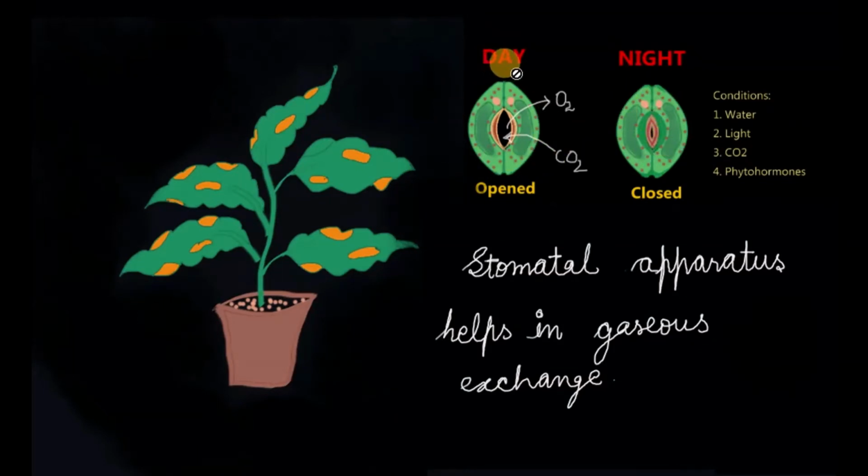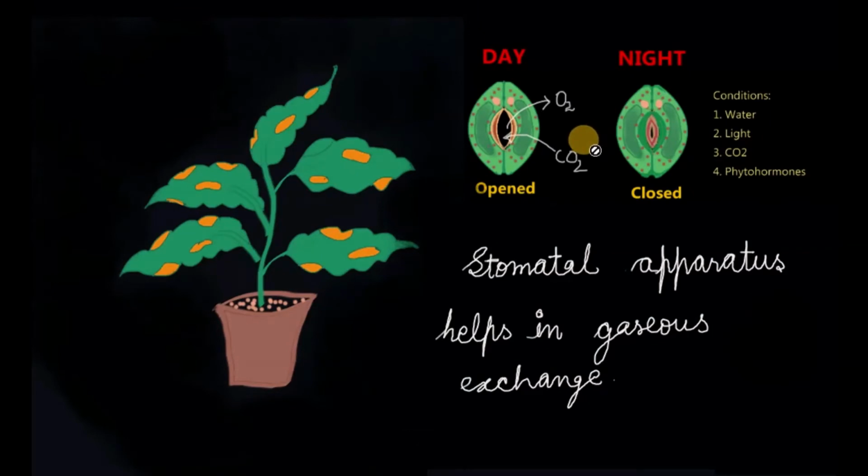These stomata are open during the day and gaseous exchange occurs during the day. At night, the stomata are closed. So what happens? During daytime, photosynthesis occurs, and as a result, carbon dioxide is used and oxygen is produced. This oxygen is released out through the stomatal apertures. So oxygen moves out.